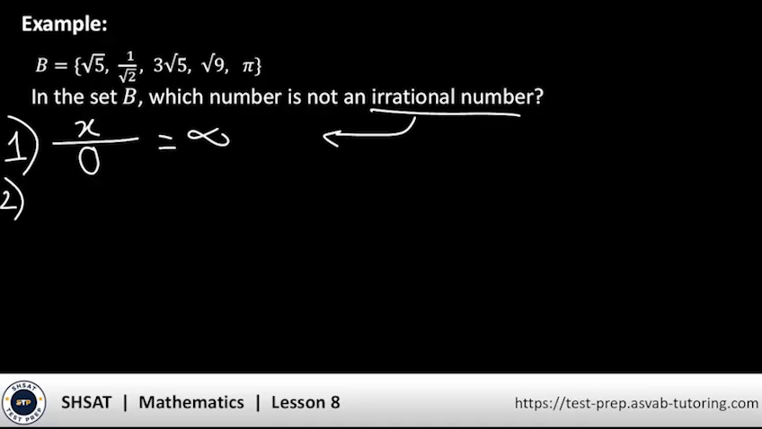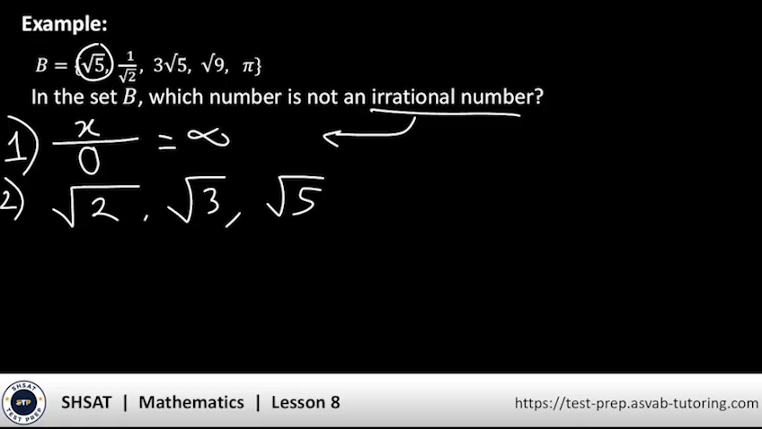Another one is the square root of a non-perfect square number. For example, square root of 2, square root of 3, or in this case, look at the first number, square root of 5. These are all non-perfect square numbers because they're not going to give you an exact value after you take the square root of it. So that means it's irrational.